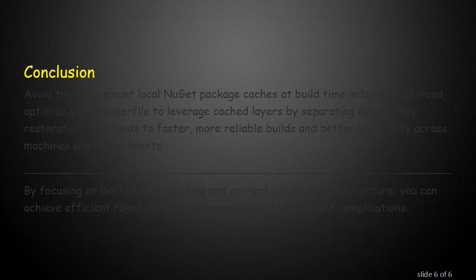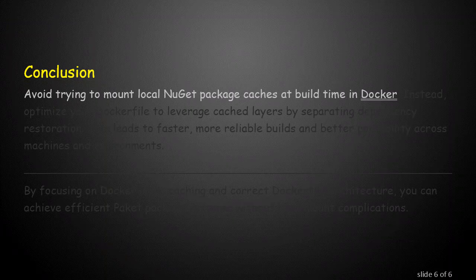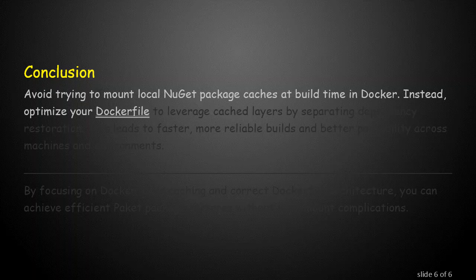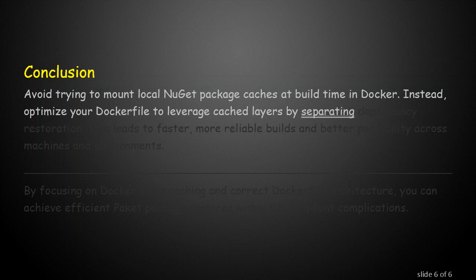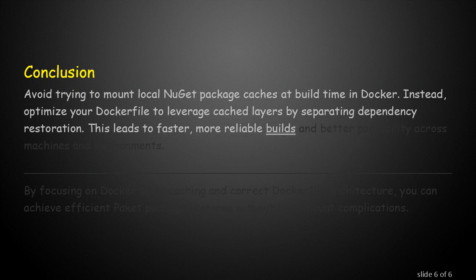Conclusion. Avoid trying to mount local NuGet package caches at build time in Docker. Instead, optimize your Dockerfile to leverage cache layers by separating dependency restoration. This leads to faster, more reliable builds and better portability across machines and environments.